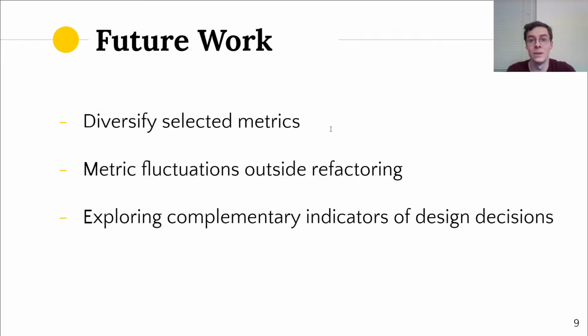For future work, we're first looking at including other internal quality metrics to see what their effect as fluctuation is on the detection of trade-offs. We're also looking to increase our understanding of metric fluctuation and its relation to design trade-offs by looking at a more representative sample of projects and exploring fluctuation in contexts other than refactoring. Finally, we're also planning to explore other indicators of design decisions, such as design principles like SOLID, technical debt, and pull request discussion to complement the results yielded by metric fluctuations.